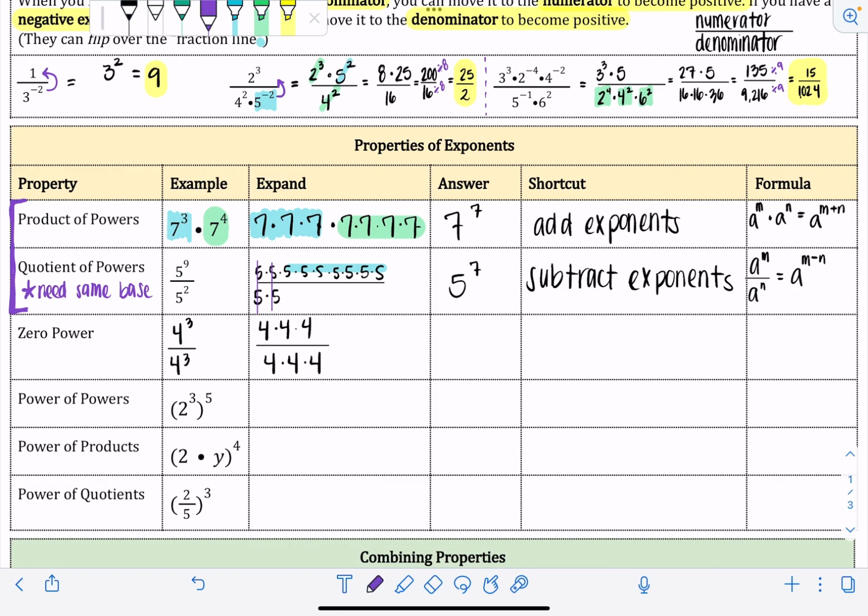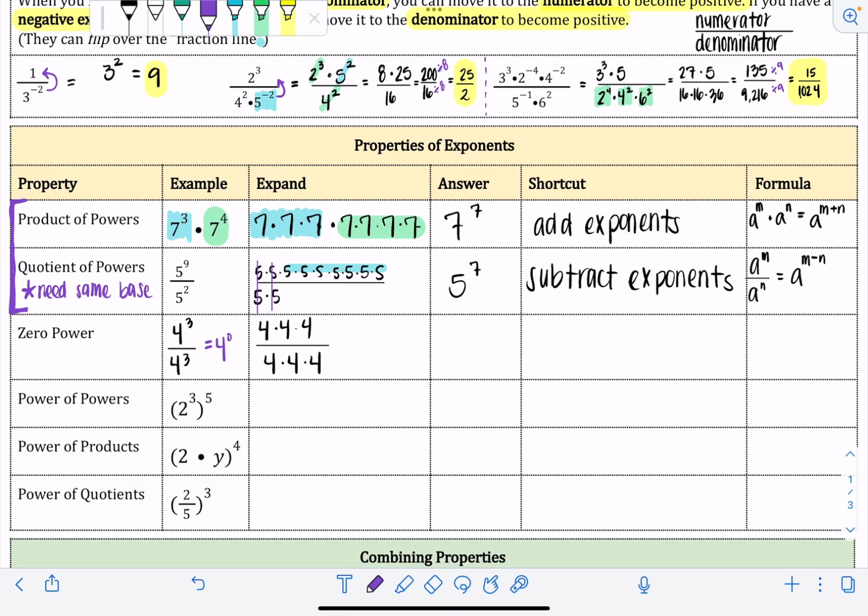And then I know that if I use the property up here, the quotient one, it tells me I have to subtract the exponents whenever I'm dividing. So if I subtract 3 minus 3, that becomes 4 to the 0 power. We're like, okay, what does that mean?